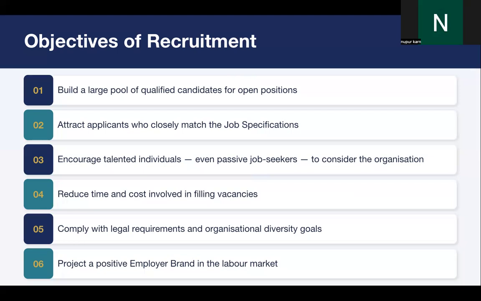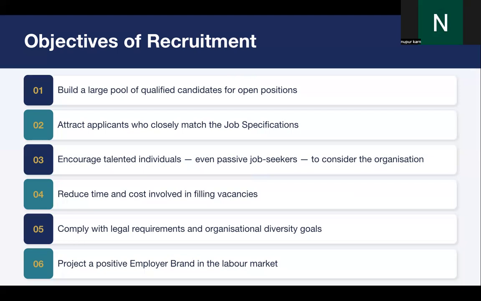resume screening, interview, then giving training to that employee, doing the placement activity. So everything needs cost. So if you hire a single person, it incurs a huge cost. So you need to have a proper planning for doing that. This also reduces time. And next is comply with the legal requirements and the organizational diversity goals.